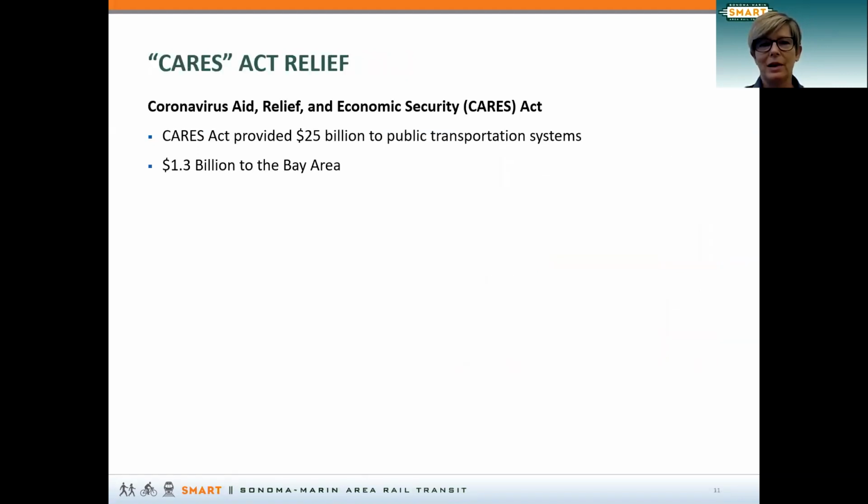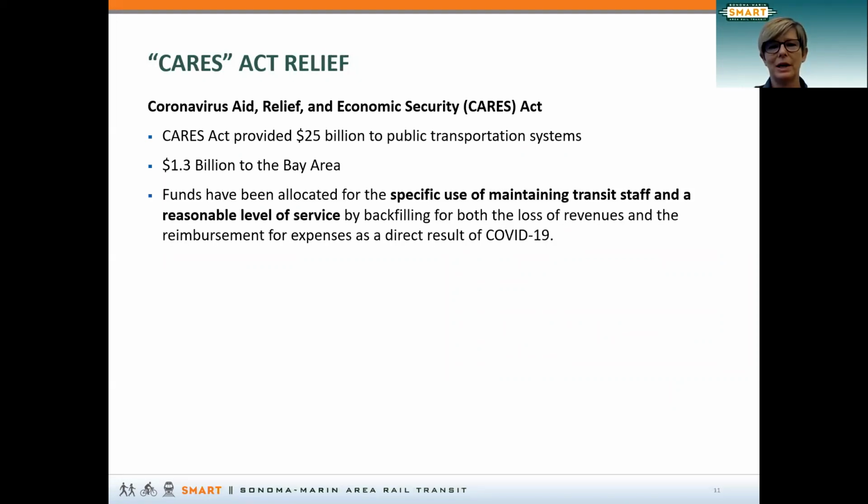Fortunately, we have the CARES Act, which is the Coronavirus Aid, Relief, and Economic Security Act. It provided $25 billion to public transportation systems, $1.3 billion to the Bay Area, and they were given to us for the specific use of maintaining our transit staff and a reasonable level of service by backfilling for the loss of revenue and for the expenses that we're incurring.